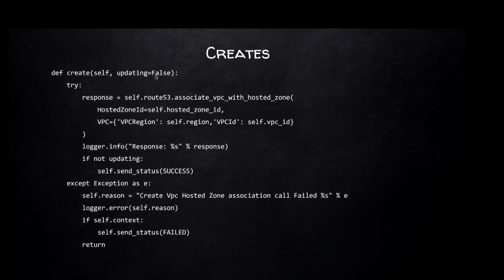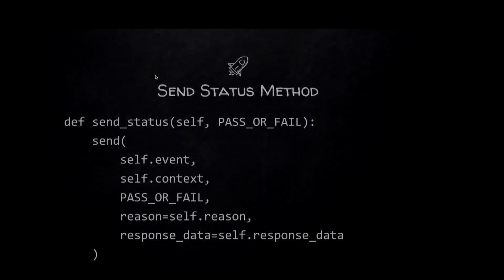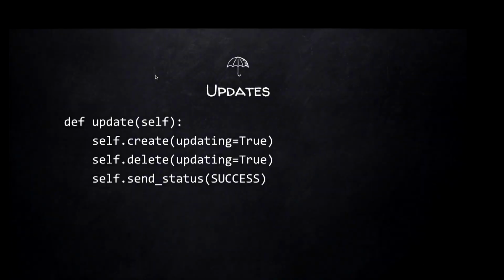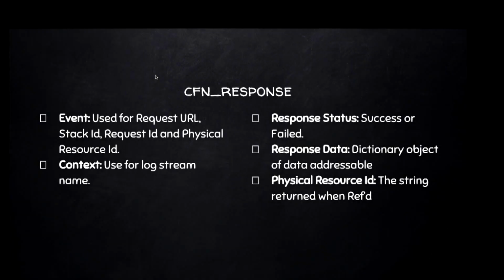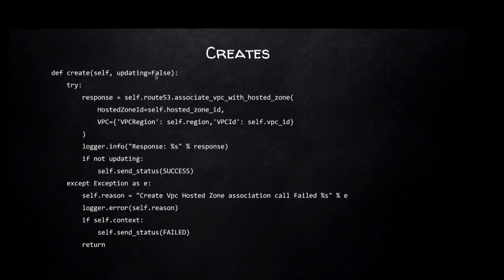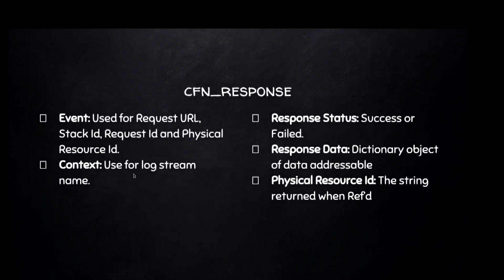So in this example, an update, let's go and look at updates real quick. For an update, we're going to create a new one and then delete the old one, because all of them require replacement. This is the same pattern you'll see with things that require replacement. You first create and then delete. And then send status. You see the self.send status. We'll get to that very shortly. That's very important.